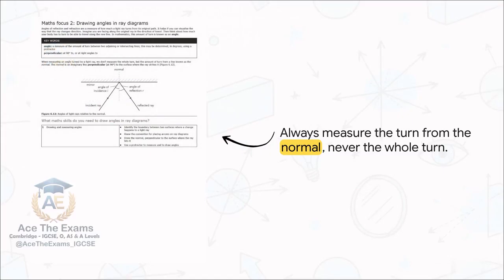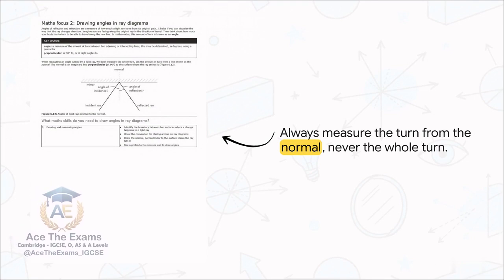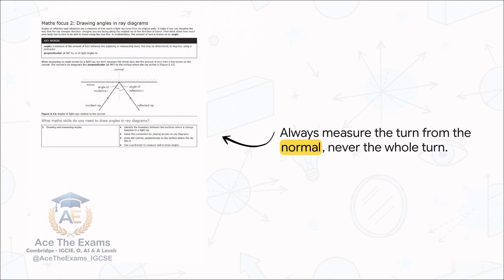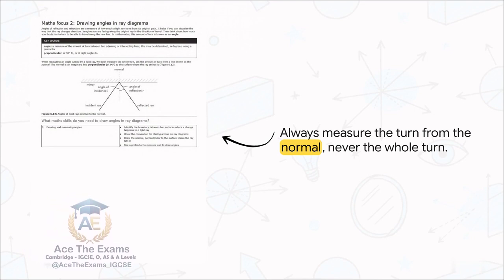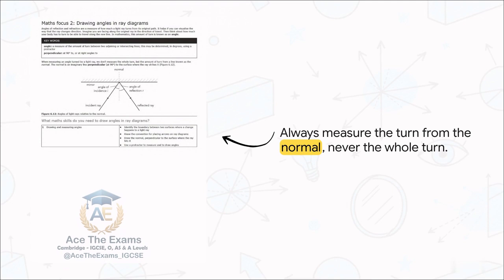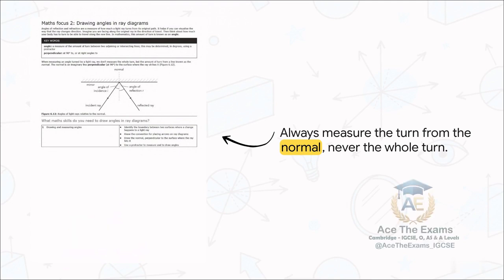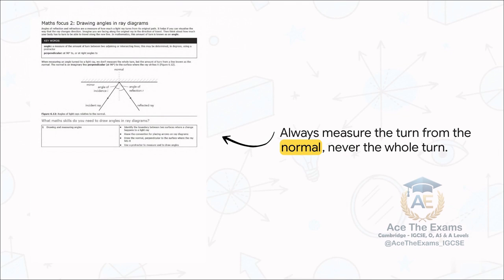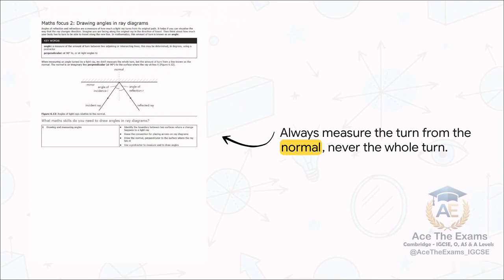Did you catch it? Here is the examiner-style correction, taking us right back to our trusty rules. The absolute golden rule here: always measure the turn from the normal, never the whole turn, and never, ever from the boundary itself. Just as the physics principles explicitly warn us, when you're measuring an angle turned by a light ray, you don't measure the entire turn. You only measure the amount of turn from that imaginary perpendicular line, the normal. Measuring from the flat surface of the mirror is literally the deadliest, most frequent trap students fall into.